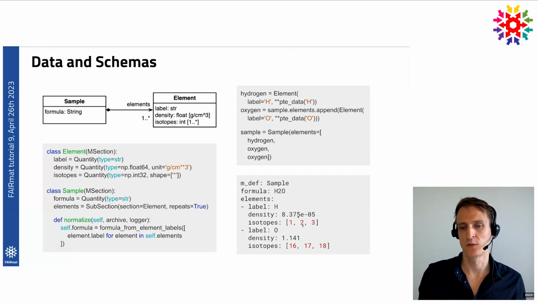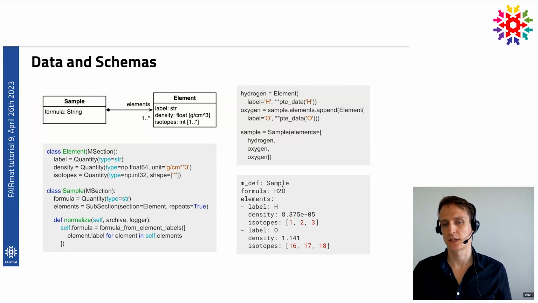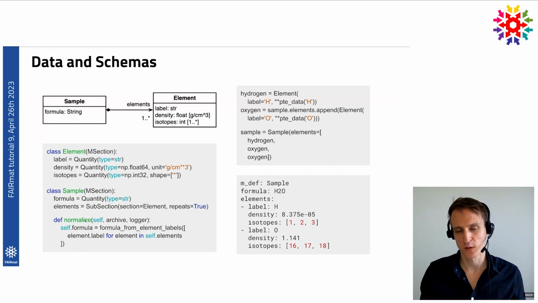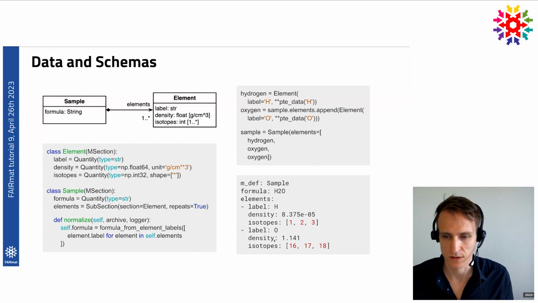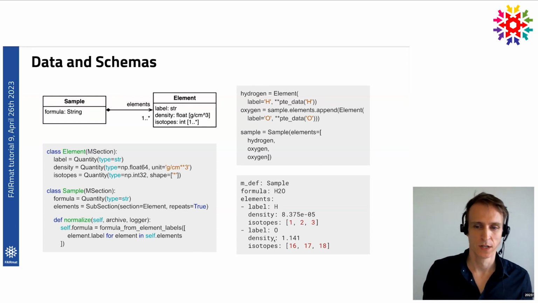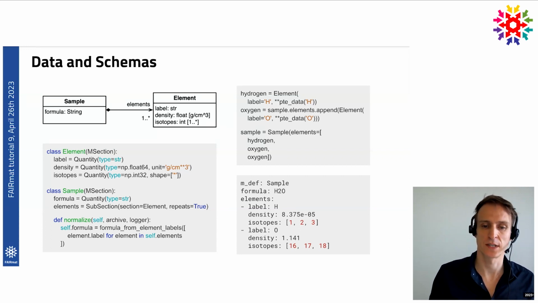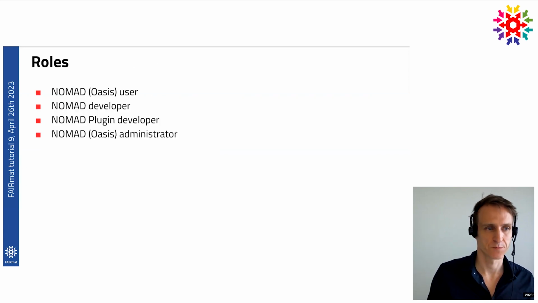And then this example would look like something like this. We have our sample here. It has the formula H2O, which was automatically generated through this normalized function here, based on the element information that are attached to the sample. So that was a very, very basic example of how schemas work and how you instantiate schemas. And then later on in the talks of Laurie, Amir, and Alvin, you will see more details on how to do this with concrete examples.